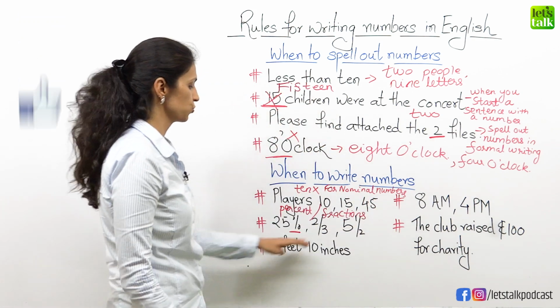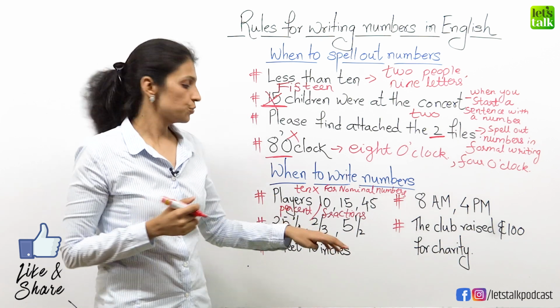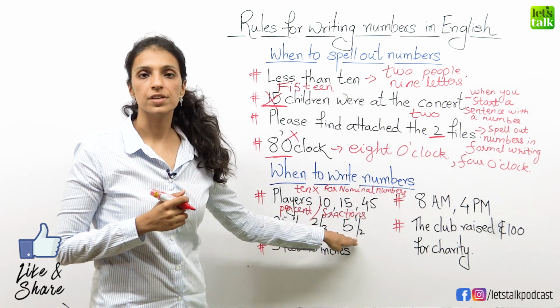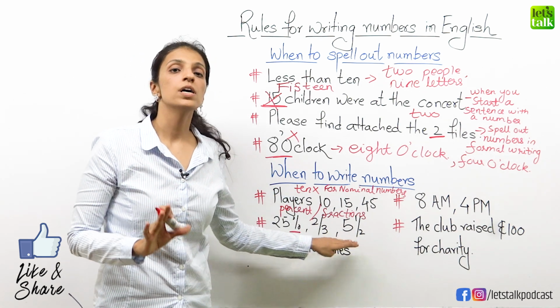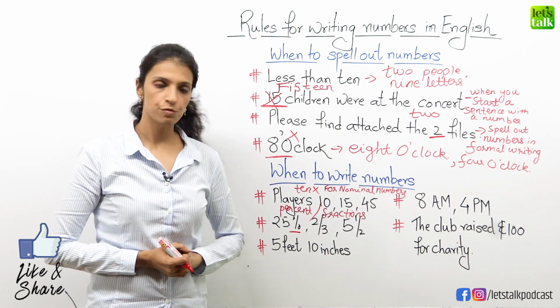Okay, so you have 2/3, you have 5.5. So you don't have to spell out two-thirds, you can write it in the numerical form. 5.5, you can write it in the numerical form. So when you have percents and fractions, please go ahead and use your numerical forms.